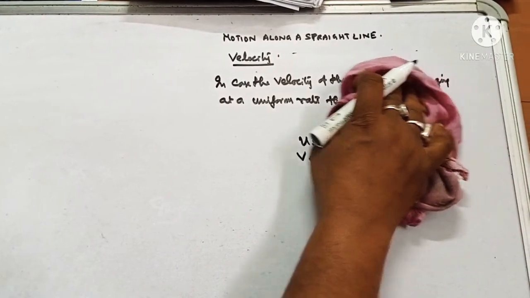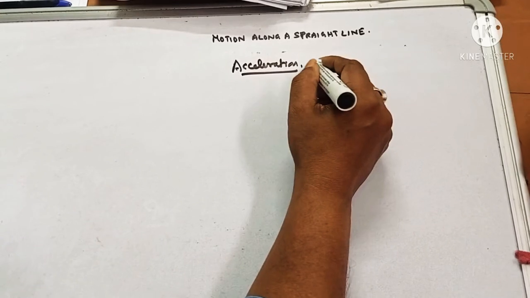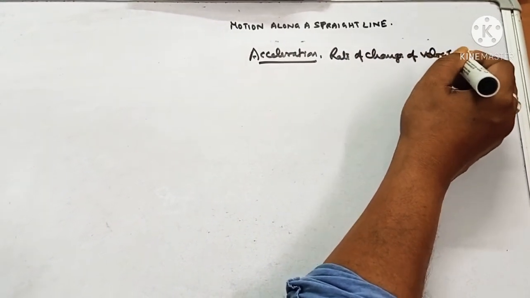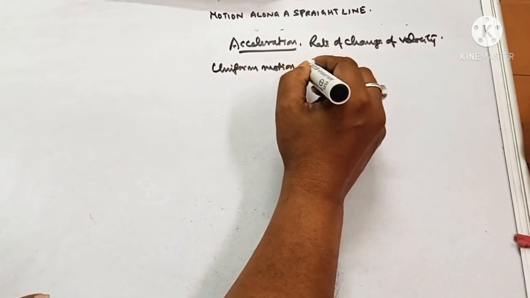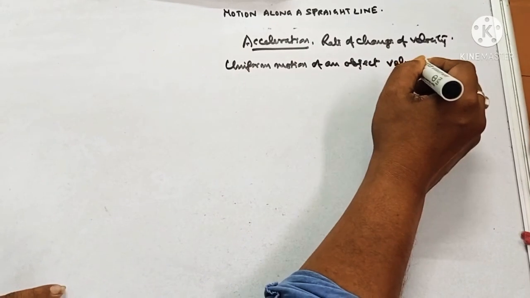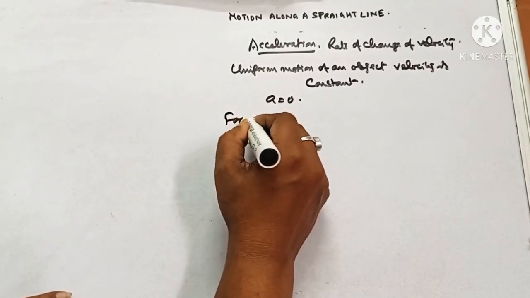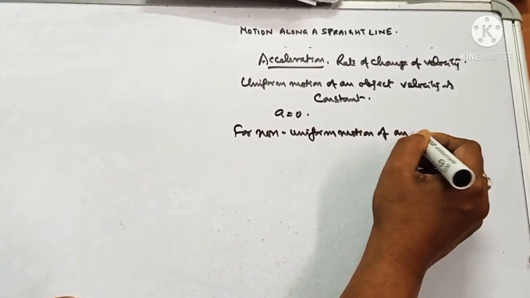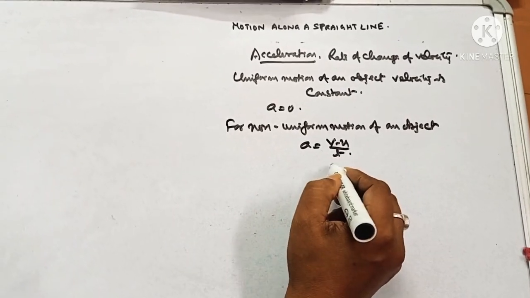Now I am going to the last topic, that is acceleration. Acceleration is the rate of change of velocity. For uniform motion of an object, velocity is constant, therefore your acceleration is 0. And for non-uniform motion of an object, your acceleration is equal to v minus u by t: final velocity minus initial velocity divided by time taken.